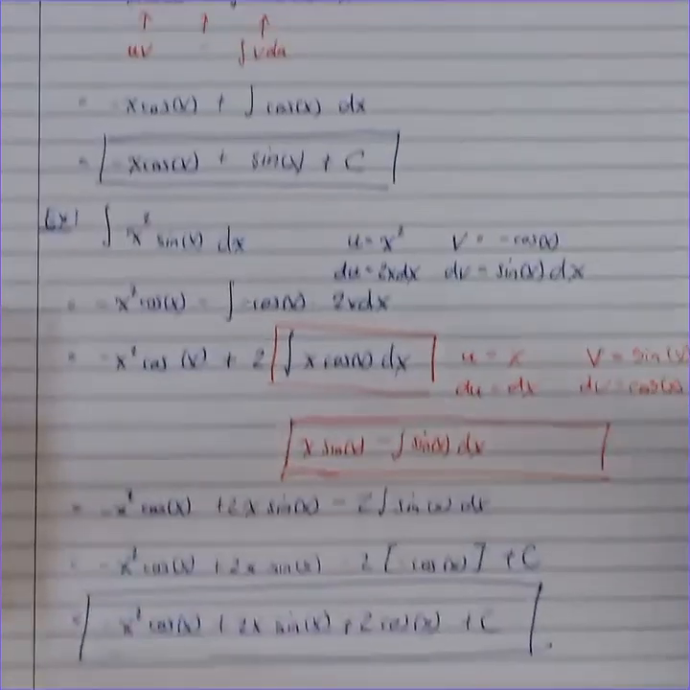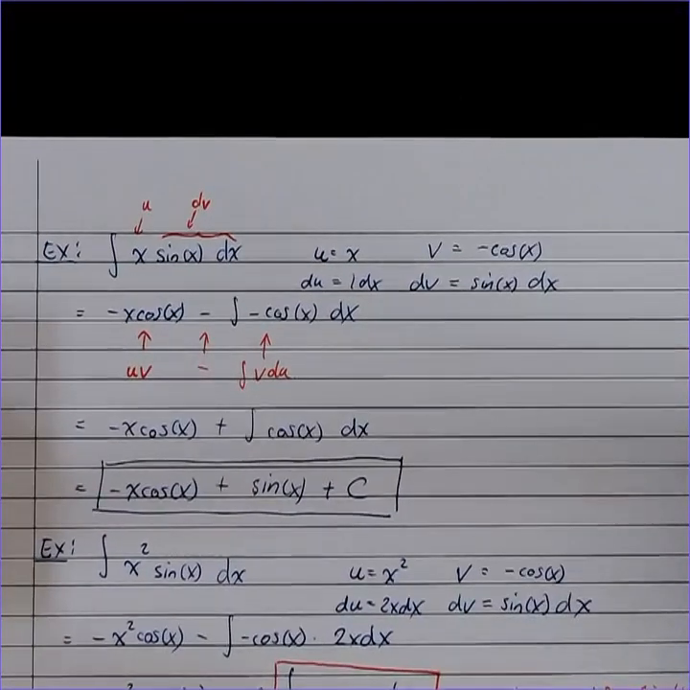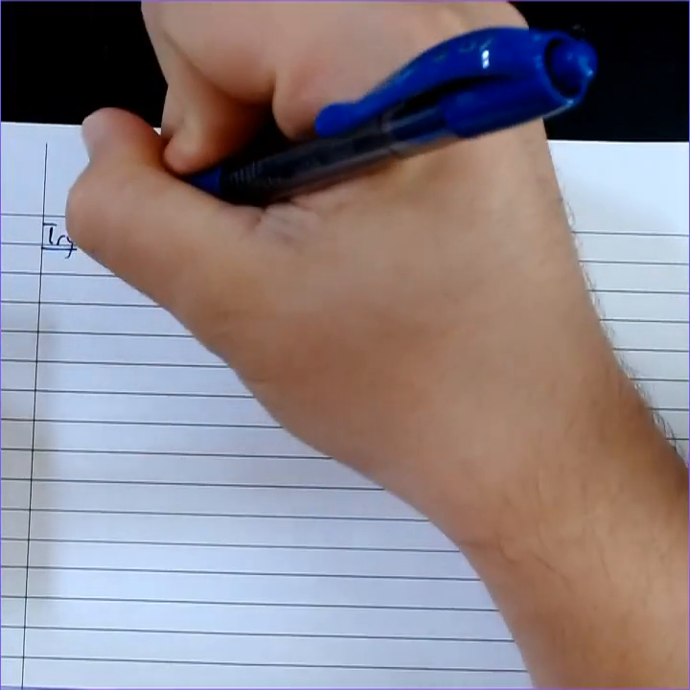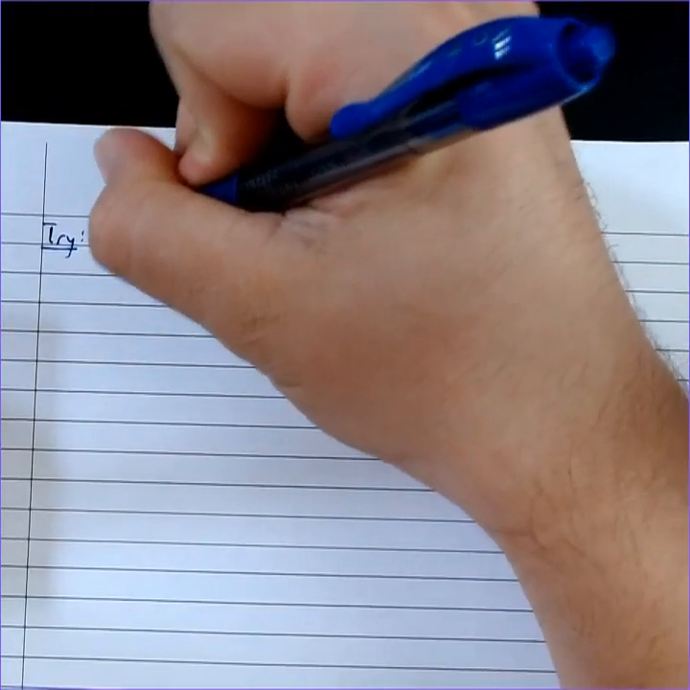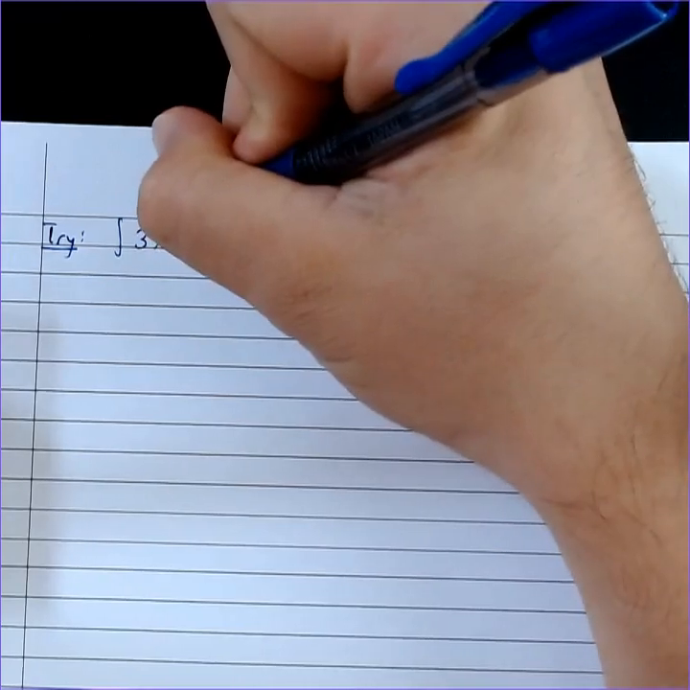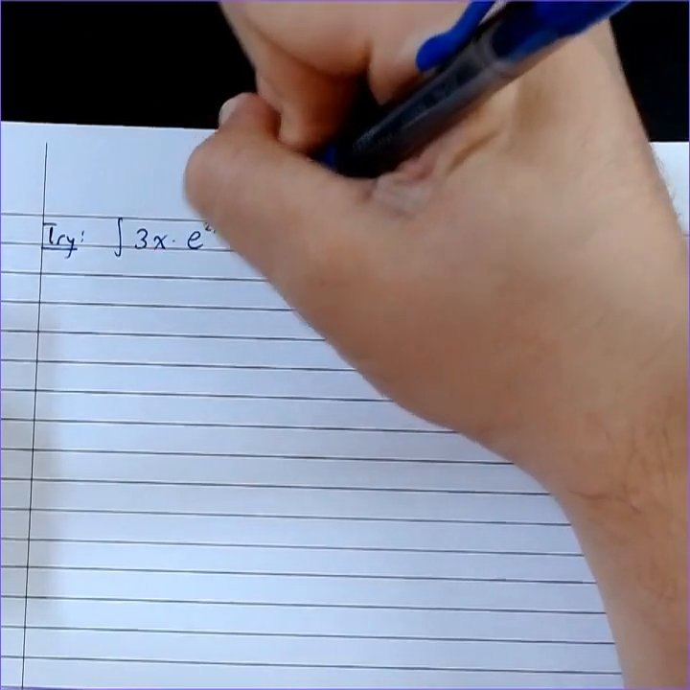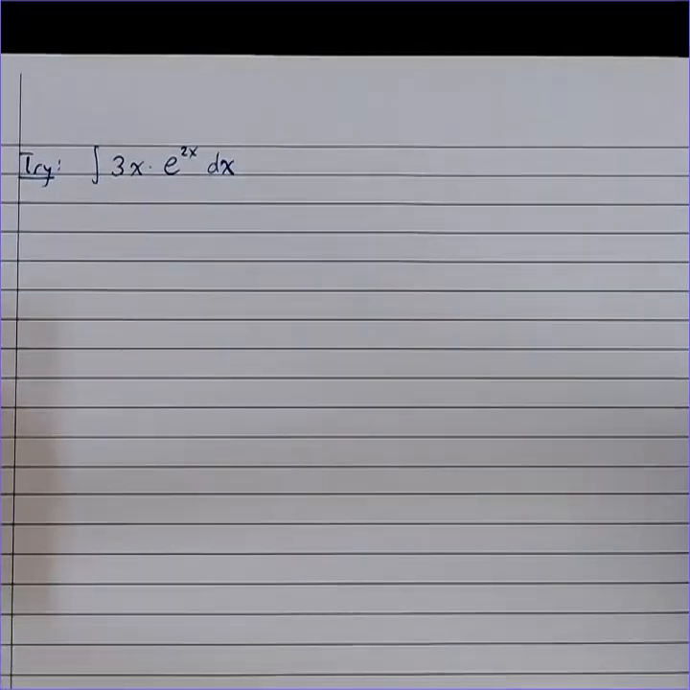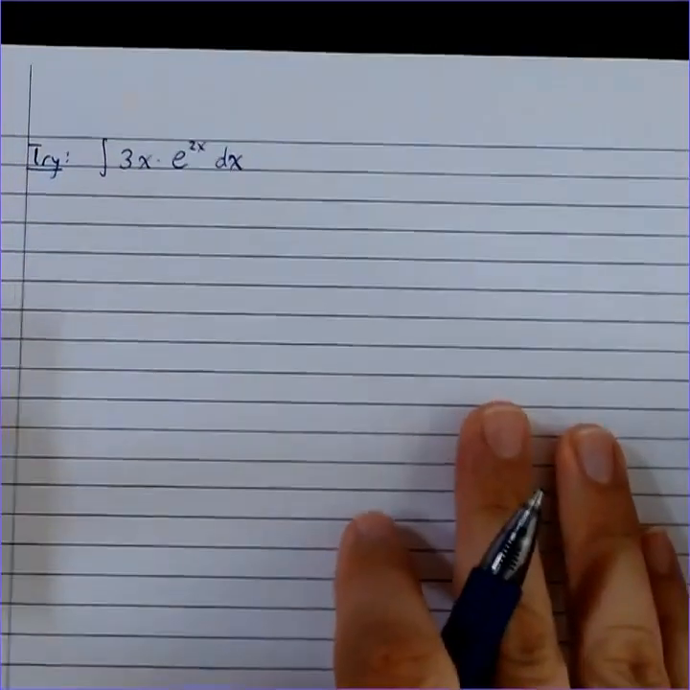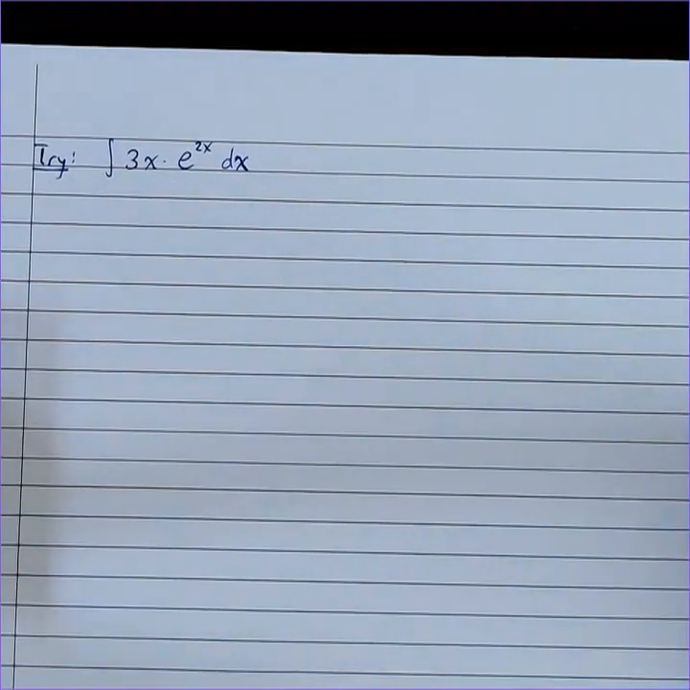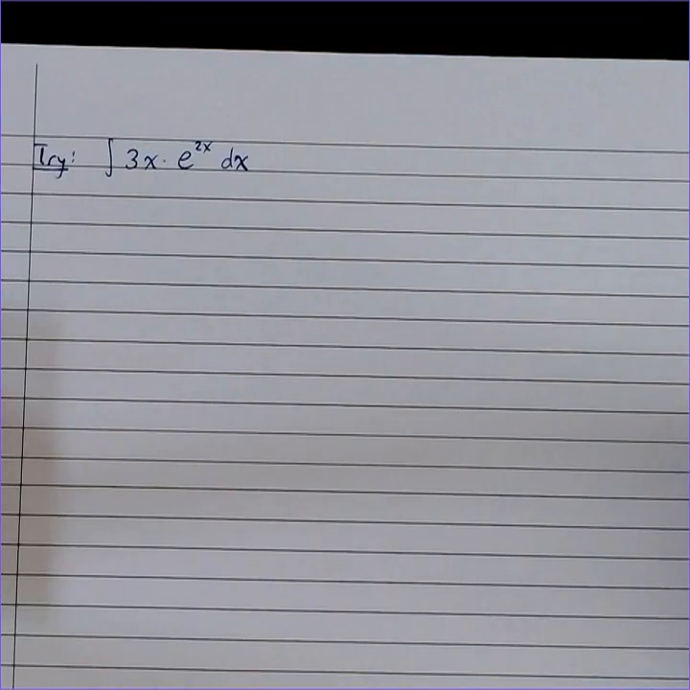So go ahead and give this a try. Take the integral of 3x times e to the 2x dx. All right. Go ahead and give that a try. Pause the video and give yourself as much time as you need. And then once you have a result, go ahead and unpause the video and we'll do it together.